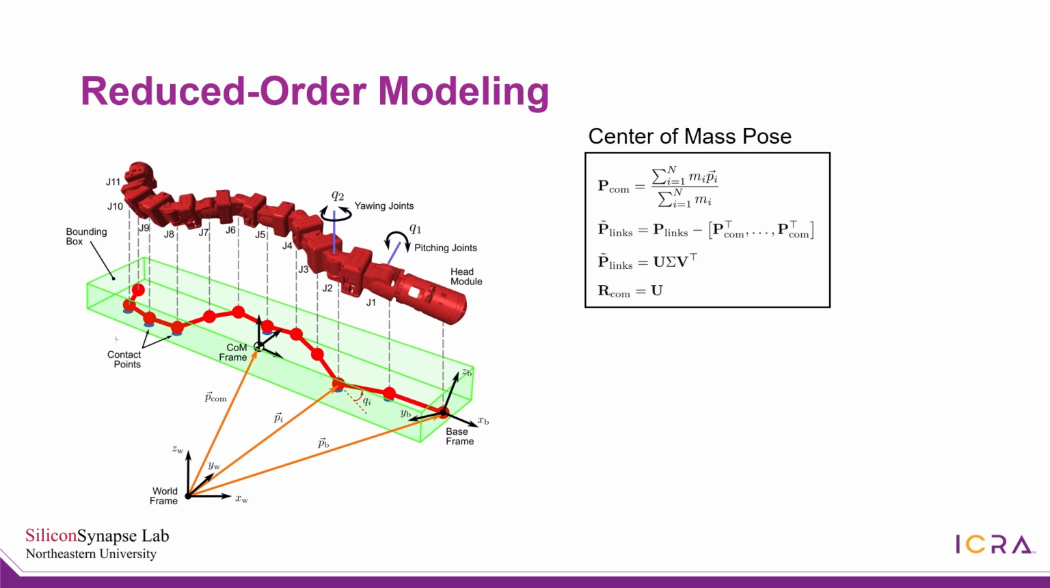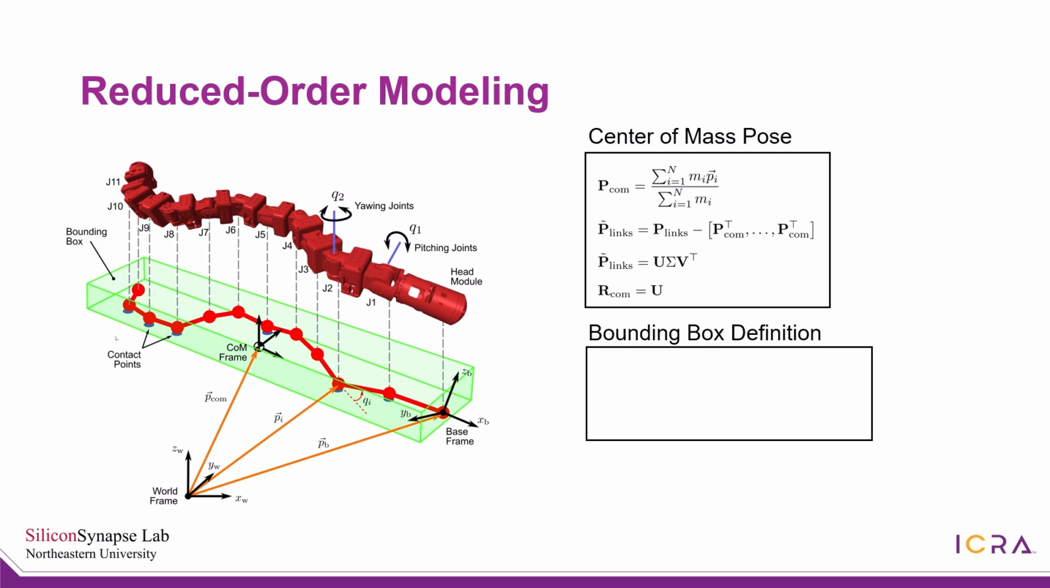The orientation of the center of mass is calculated through a singular value decomposition of the matrix formed by stacking vectors from the center of mass to each link. This yields the principal axis of inertia of the robot, which also remains relatively stable through the oscillatory gait. The bounding box is then formed by taking the limits of the link positions in the center of mass frame.